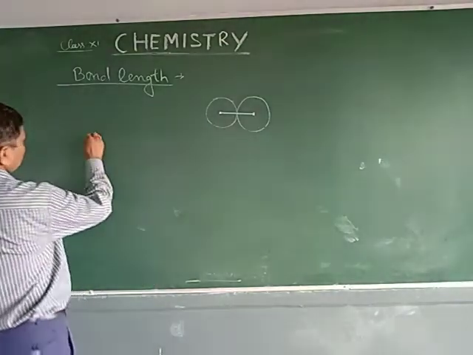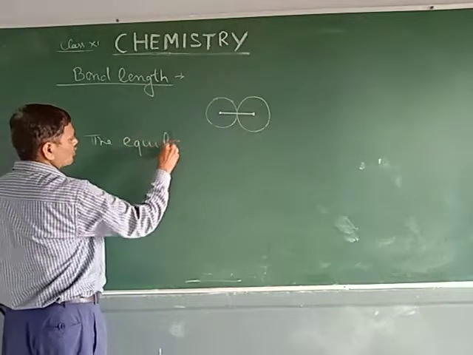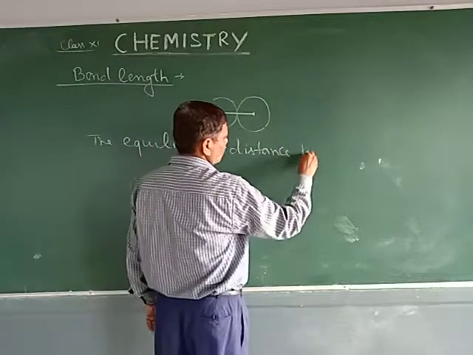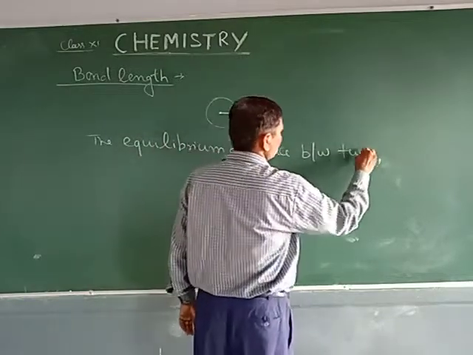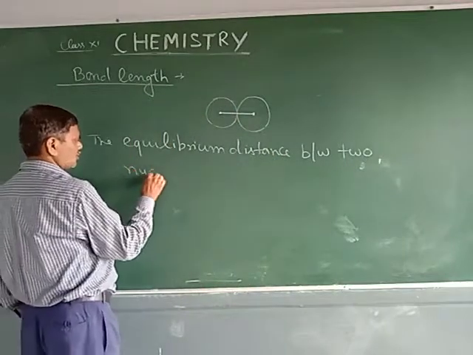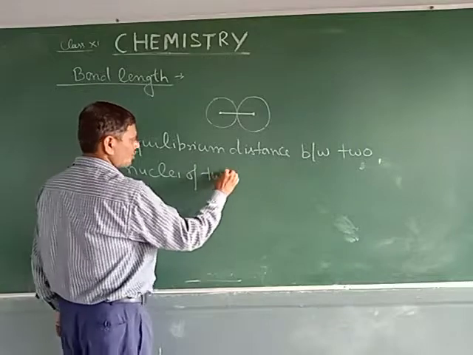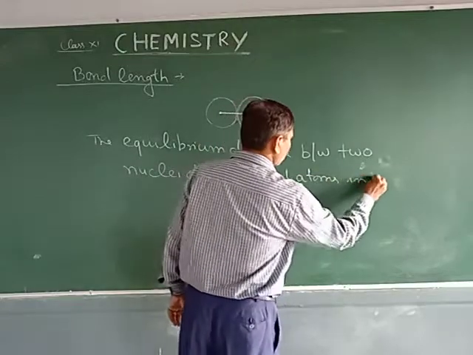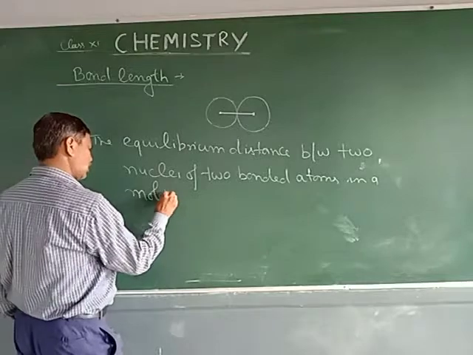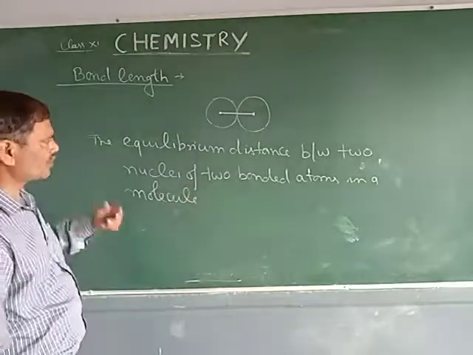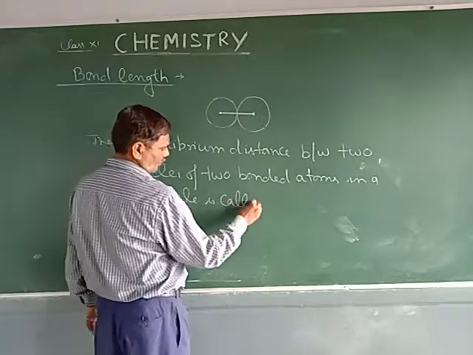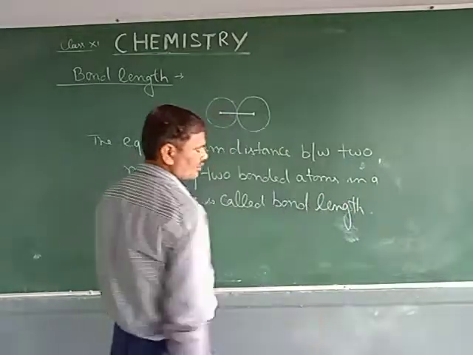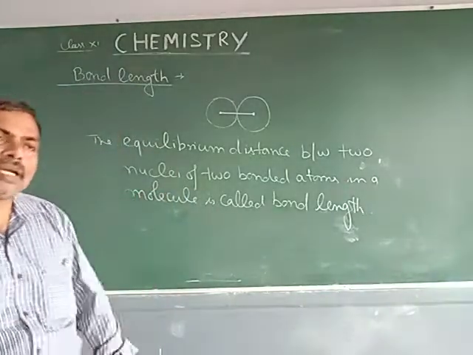The equilibrium distance between two nuclei of two bonded atoms in a molecule is called bond length. But the question arises, which type of bonding is present between the two atoms?